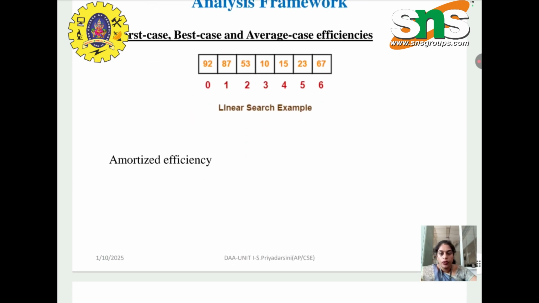Best case is the minimum time, like finding the element at the first index, represented as best of n is equal to 1. Average case lies somewhere in between depending on the distribution of inputs. Here we calculate the expected number of steps. All three are important while designing and selecting algorithms for different applications.